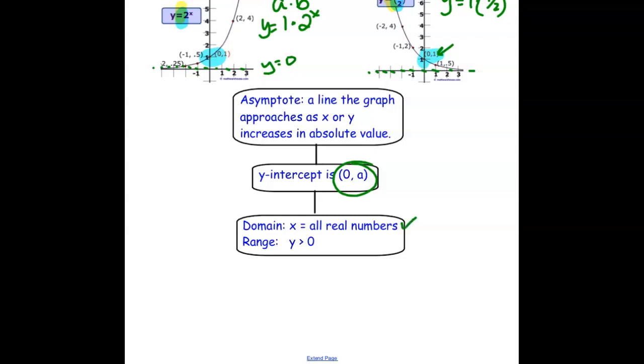Domain is always going to be all reals, and our range is going to be y is greater than 0 until we start transforming them tomorrow.